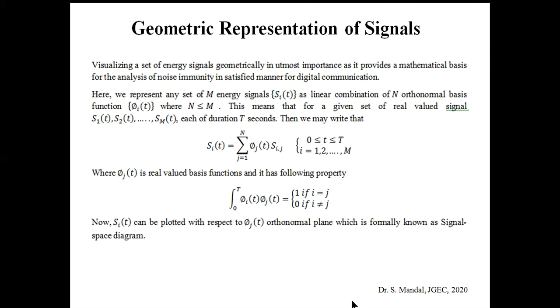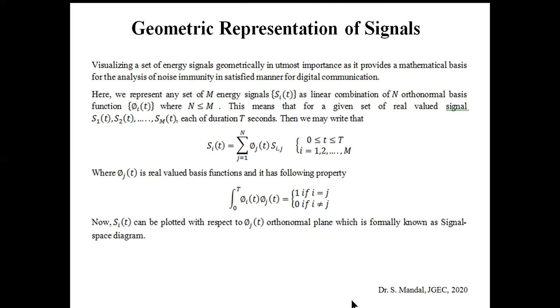Now, before going to the detailed discussion about the generation and detection of ASK, FSK, and PSK, let's discuss the geometric representation of signal, where we represent signals in terms of energy signal geometrically, which is a very important tool as it provides a mathematical basis for the analysis of noise immunity in a very satisfactory manner. From the corresponding geometrical representation of a signal, if we plot that, we can easily understand the noise immunity of the corresponding digital modulation technique.